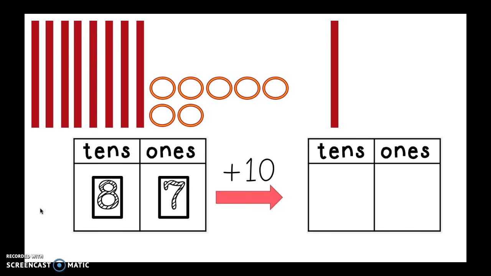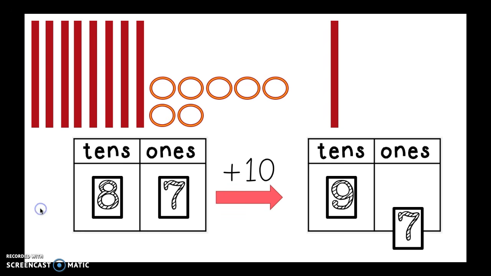I had 8 tens and I added one more, so that's 9. Did my ones change, friends? Nope. When I made the change, all I changed was the tens. So 87 plus 10 more is 97.